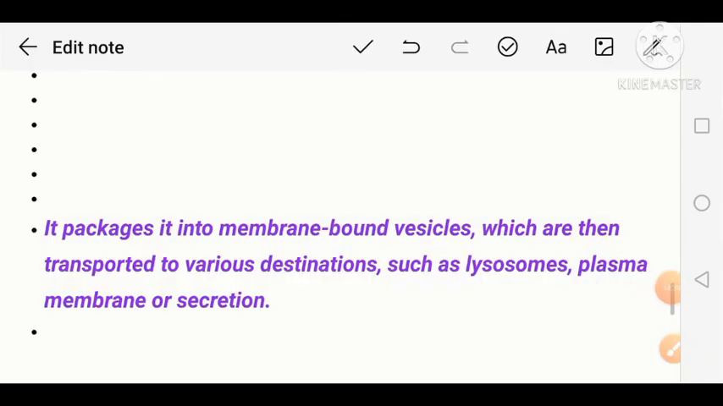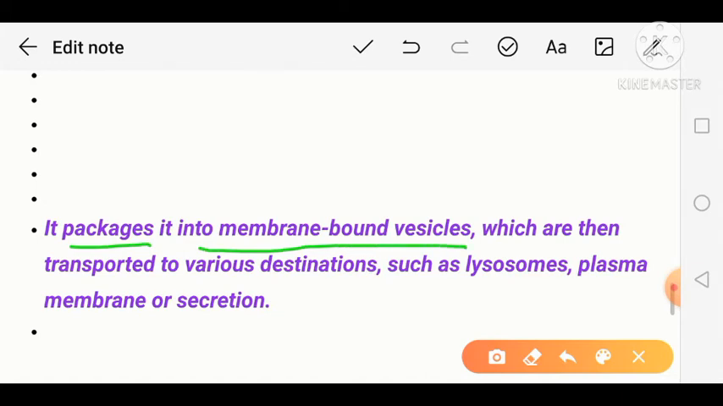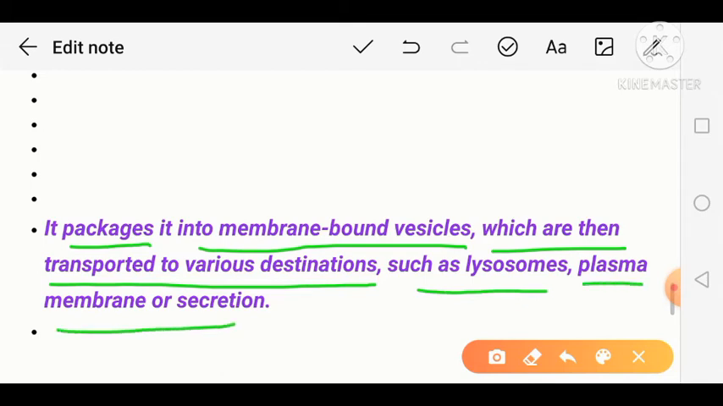So those proteins which are received from the endoplasmic reticulum, that particular protein is packed into membrane bound vesicles, and then it is transported to various destinations, as I told you, that is lysosome, plasma membrane, or to the mitochondria, or to the chloroplast. So the destination of the protein is decided within the Golgi complex.